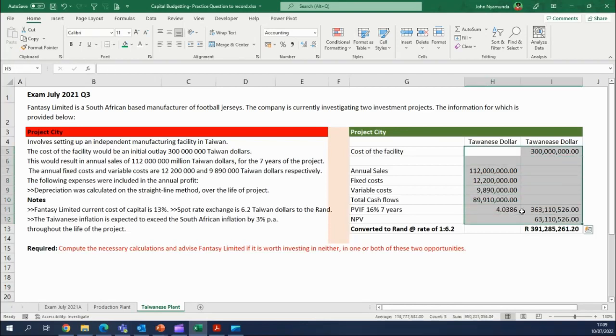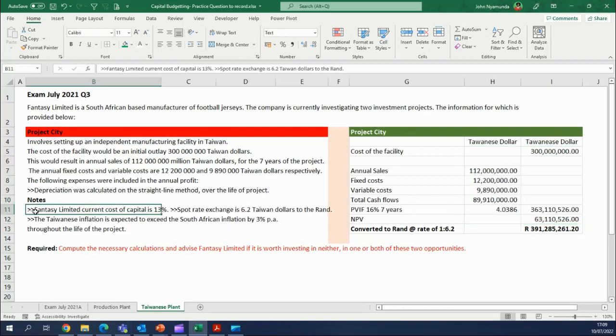These are still Taiwanese dollars, but we want to compare with the South African project. So we need to convert the Taiwanese dollars into rands. Coming back to our question, in line number 11 the spot exchange rate is 6.2 Taiwanese dollars to the rand, which means the rand is more valuable. So we multiply 63,110 times 6.2, which gives us 391,285,261.